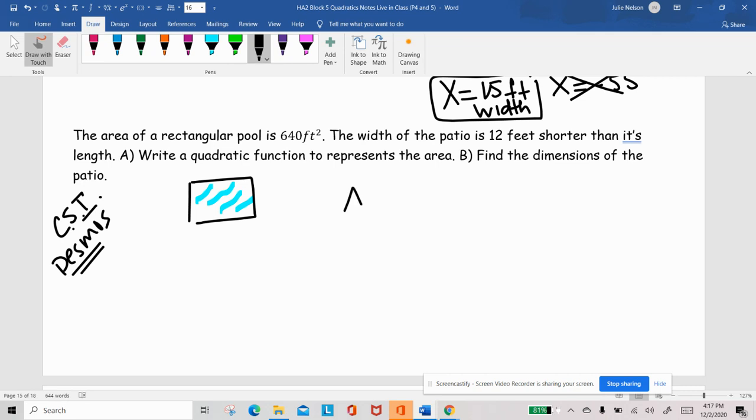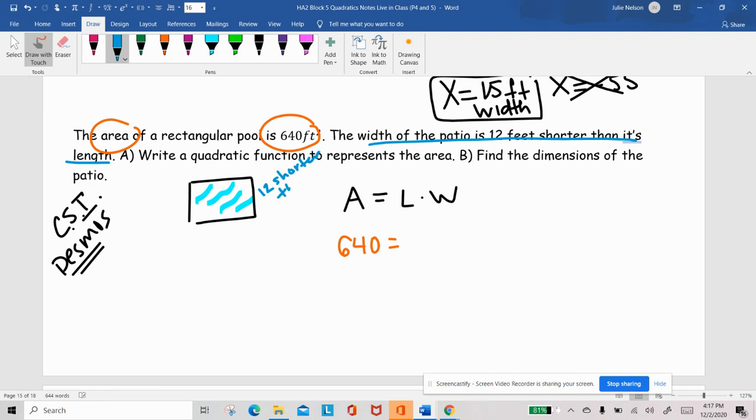And I know that area of a rectangular shape is length times width. So I can replace the area with 640. And the width is 12 feet shorter than its length. The width is 12 shorter than length.